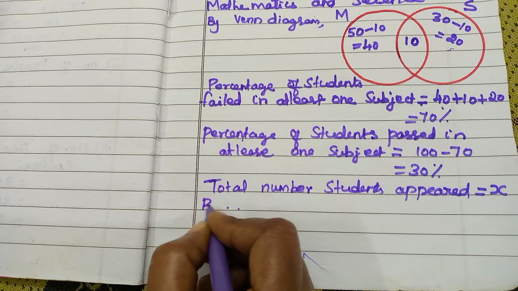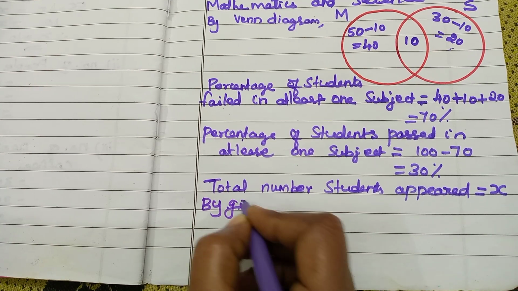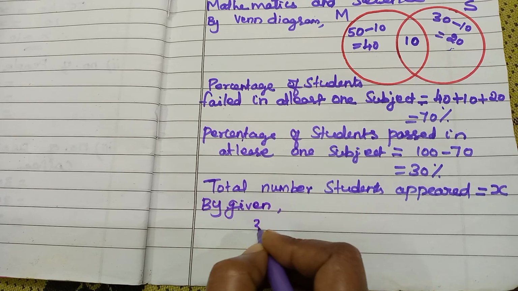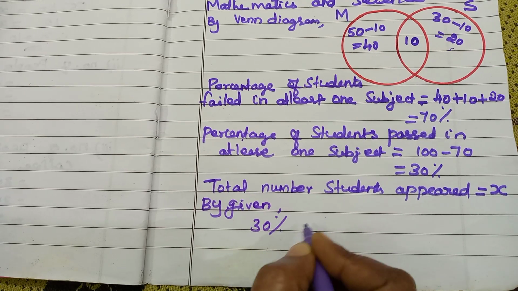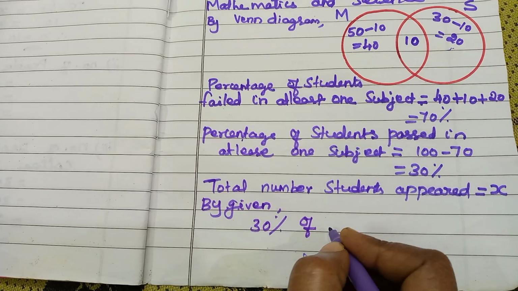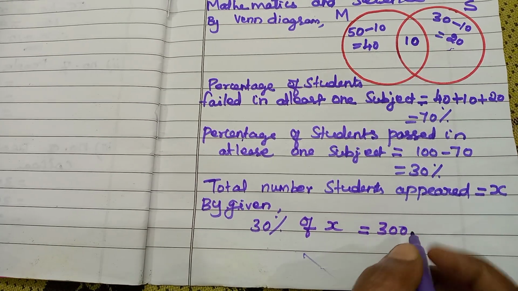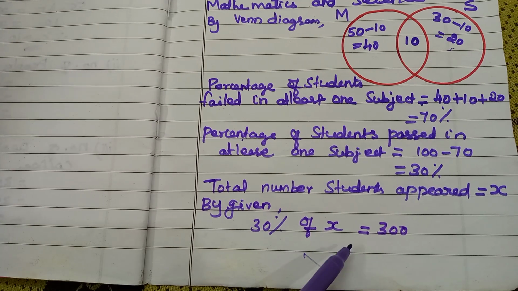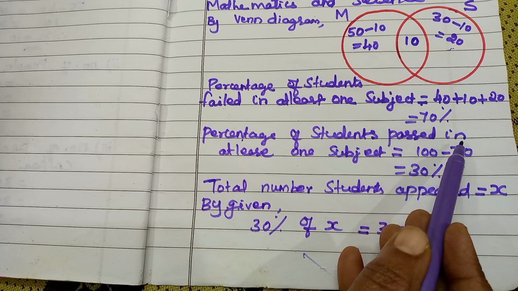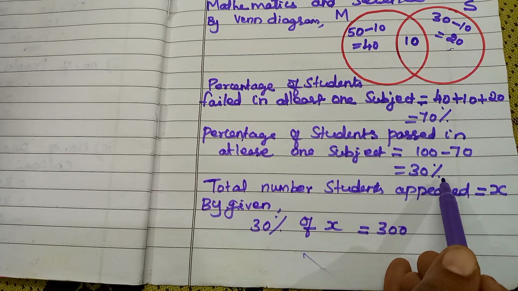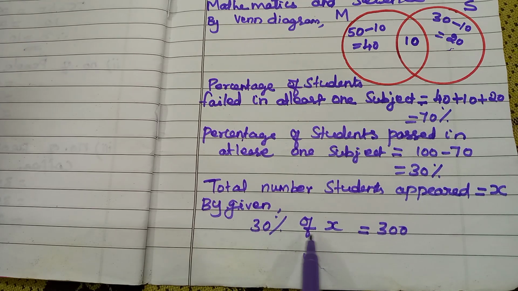By the given condition, 30% of the total number of students x appeared is equal to 300. Did you understand this? 300 students passed in at least one subject. Here the percentage of students who passed in at least one subject is 30%. So 30% of the total students is given as 300.